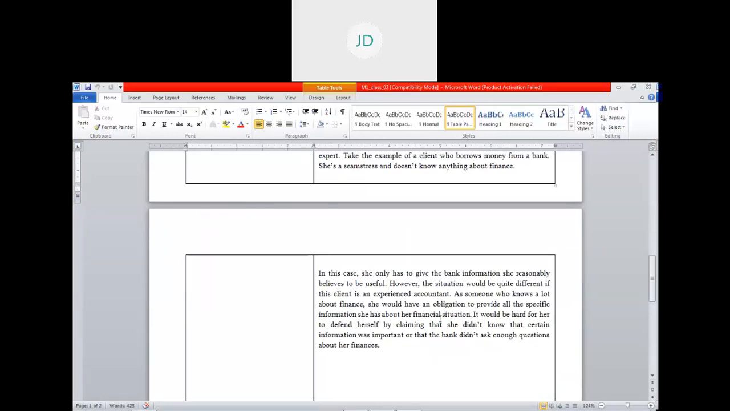However, the situation would be quite different if the client is an experienced accountant, someone who knows a lot about finance. She would have an obligation to provide all the specific information she has about her financial situation. It would be hard for her to defend herself by claiming that she didn't know that certain information was important, or that the bank didn't ask enough questions about her finances.